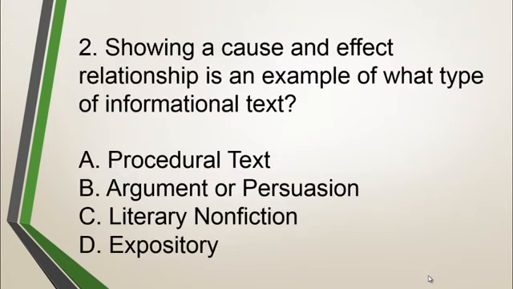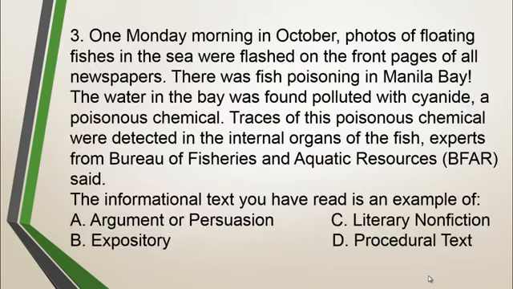2. Showing a cause and effect relationship is an example of what type of informational text? A. Procedural text. B. Argument or persuasion. C. Literary non-fiction. D. Expository.